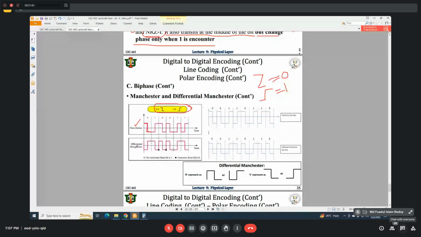Sir, won't the data be given in the question? Yeah, okay. If it is not given, then how are you going to draw this?